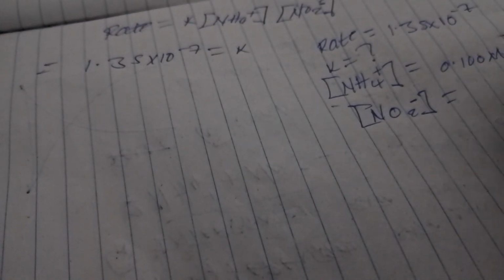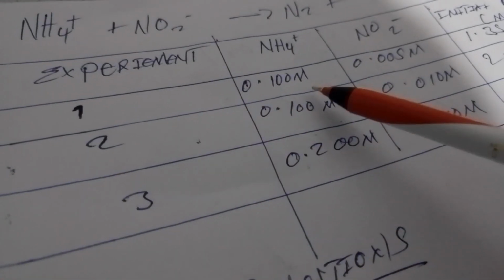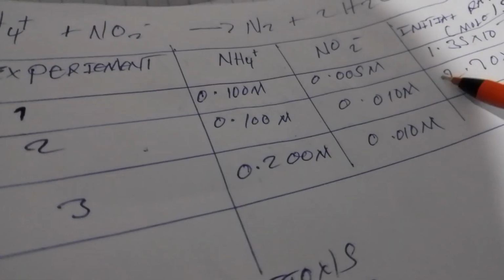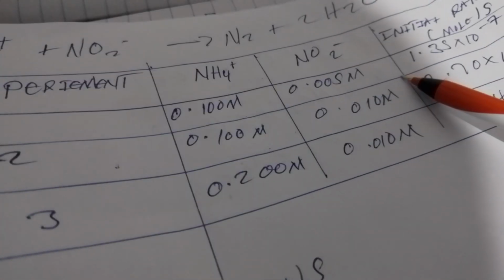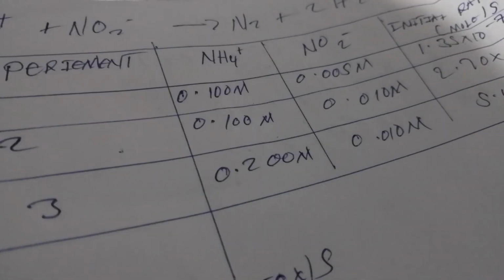So for nitrate, we have 0.005 molar, lying in the same position. That means what I'm trying to say is this. Experiment number 1, we have 0.100 molar ammonium, nitrate 0.005 molar, initial rate 1.35 times 10 raised to negative 7 molar per second. Okay, shall we proceed? Let's go.